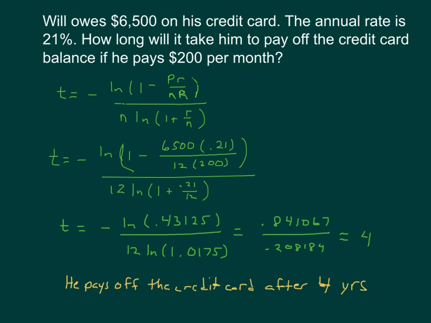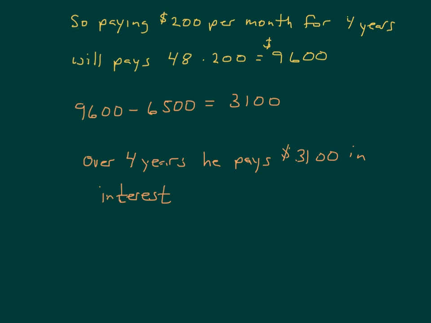He has $6,500. He's paying $200 per month. So it's going to take him 4 years to pay this thing off. Now that may not sound so bad, but keep in mind that at $200 per month, he's going to pay for 4 years, that's 48 months, he's going to pay $9,600 on this. And since he owed $6,500, in 4 years he's going to pay $3,100 in interest.